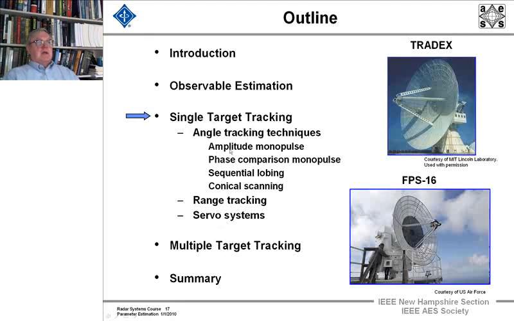But we're going to be talking about, in this section from view graph 17 on, amplitude monopulse techniques. And here are two radars that use amplitude monopulse techniques. If you looked very closely, you'd see there are 4 feeds at the end of this FPS 16, and if you looked in here, you'd see similar type feeds.